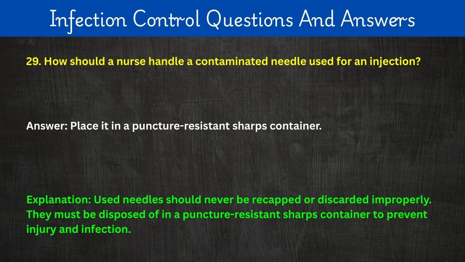29. How should a nurse handle a contaminated needle used for an injection? Answer. Place it in a puncture-resistant sharps container. Explanation. Used needles should never be recapped or discarded improperly. They must be disposed of in a puncture-resistant sharps container to prevent injury and infection.